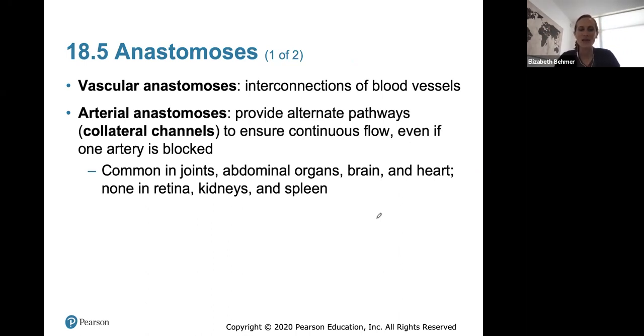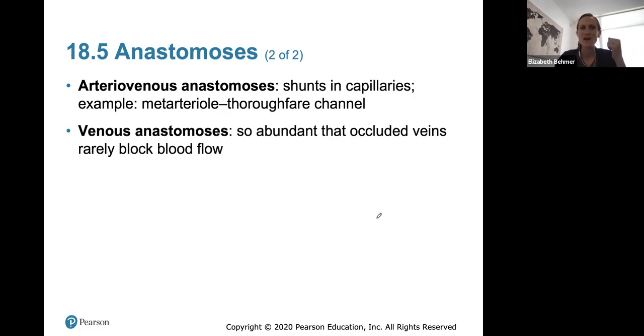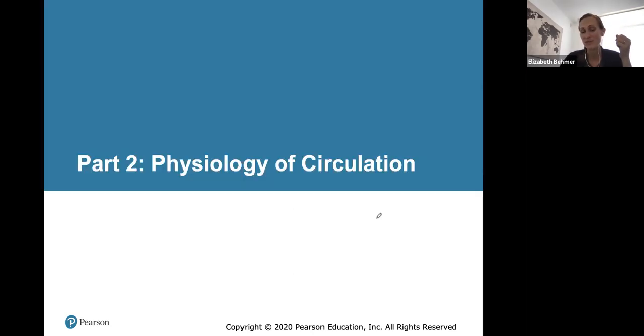Vascular anastomoses are interconnections of blood vessels, and an arterial anastomosis provides an alternate pathway to ensure continuous flow, even if one artery is blocked. This is common in our joints, abdominal organs, brain, and heart. There are none in our retina, kidneys, or spleen. An arteriovenous anastomosis is a shunt in a capillary, and venous anastomoses are so abundant that any occluded vein rarely will block any blood flow.